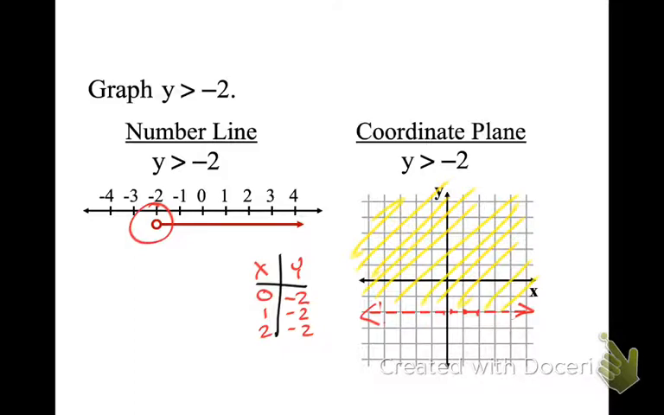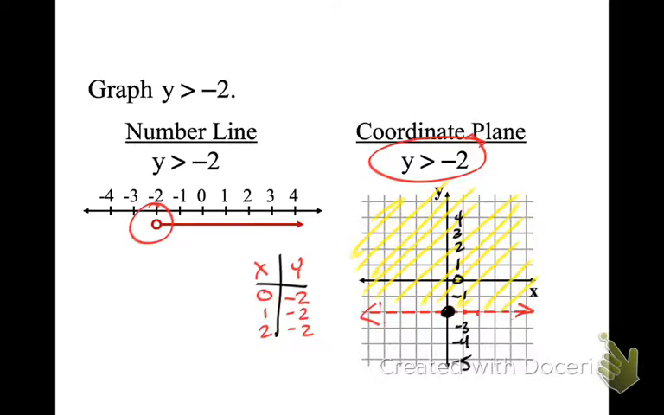So the question is, why do we shade upward? Because this says y is greater than -2. My y-intercept is at -2, so where are the numbers on the number line greater than -2? This is -1, this is 0, 1, 2, 3, 4, and this is -3, -4. Do you understand? So the numbers greater are above that point, and that's why we chose that. So if it was y less than, it would be below the line, correct.